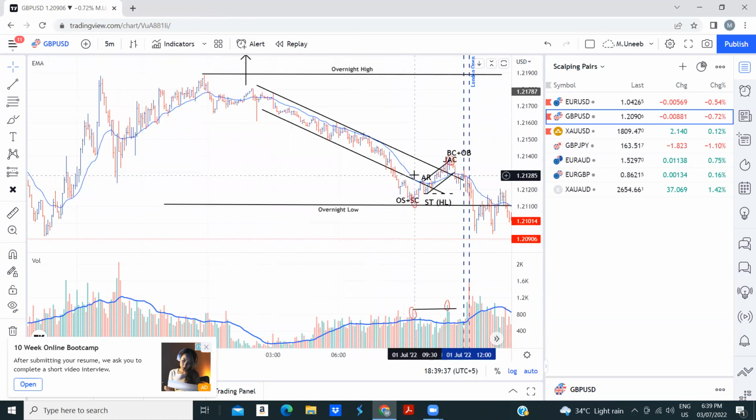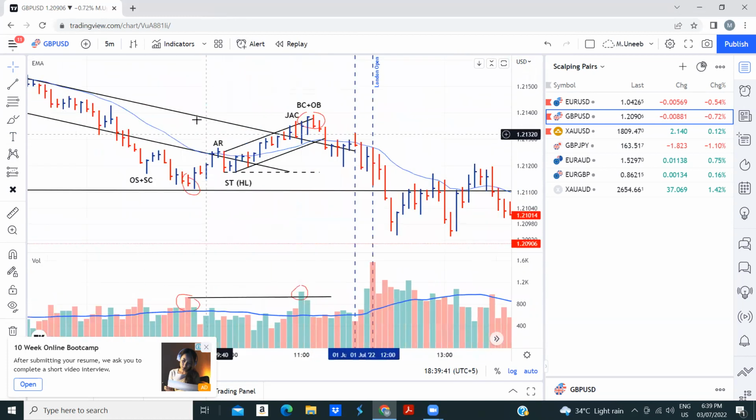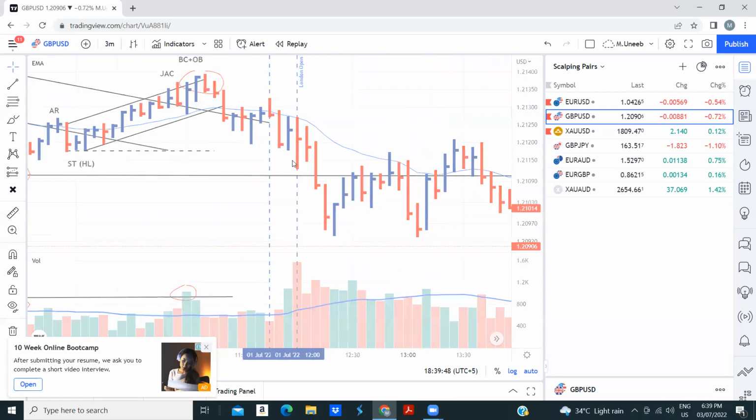the session is okay. What to say? The bias is bearish, right? Because it was a downtrend, as I told you before. All right, and now we go to the 3-minute time frame and see for our entries.